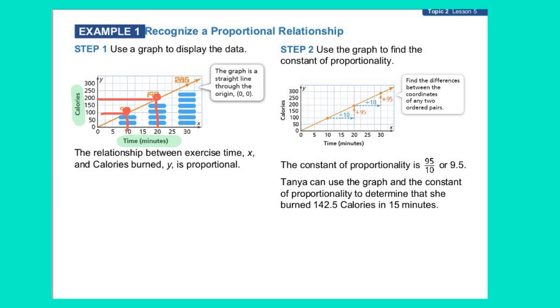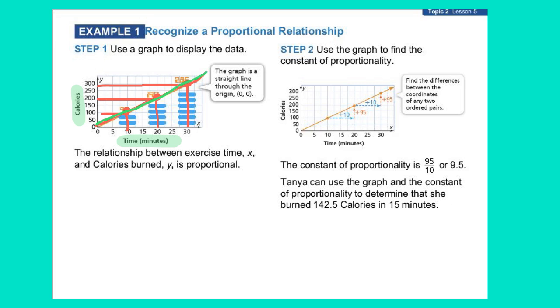And then the third one, 285 calories in 30 minutes. So they found 30 minutes, 285, and they put a dot. And they connected their dots. Actually, let me connect in a different color. They connected their dots. And then they looked at that.